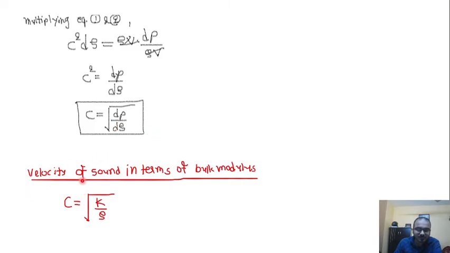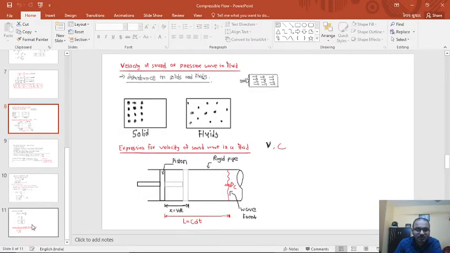And one thing which I gave you as a part of self-study was the velocity of sound in terms of bulk modulus. We have done this in our first chapter of introduction in fluid mechanics. When we were studying fluid mechanics subject, we have derived this formula, so we will not repeat this again over here. So now let's begin with our new topic.